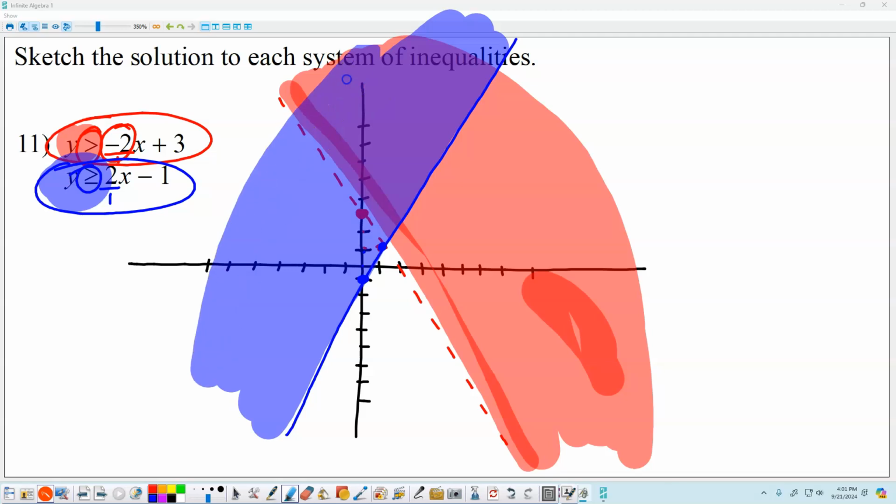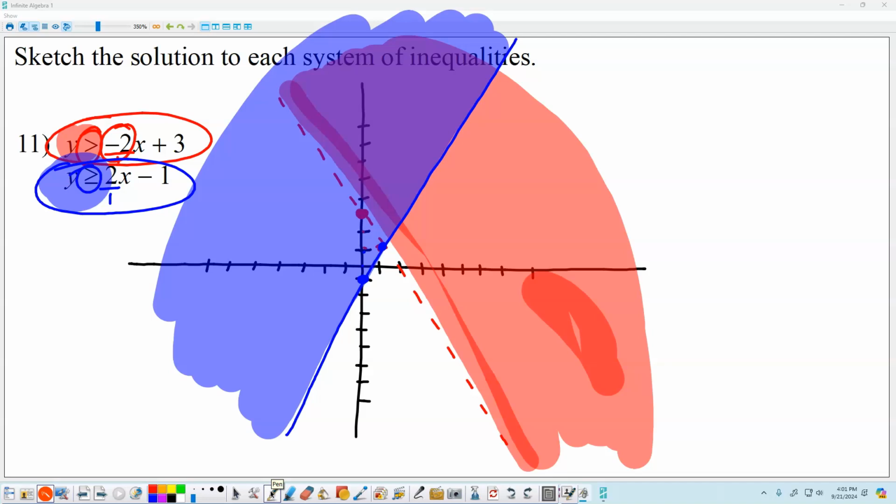And any part that is being shaded blue here is a solution to the blue equation. Now we're looking for the part of this graph that has points that work for both, and that would be the purple area, because this is shaded both red and blue, and that's why it looks purple. And so those are the points that would work for that pair of inequalities, and those are the solutions to that system of inequalities.